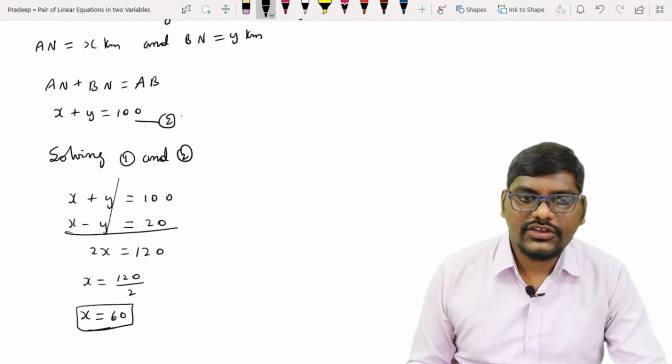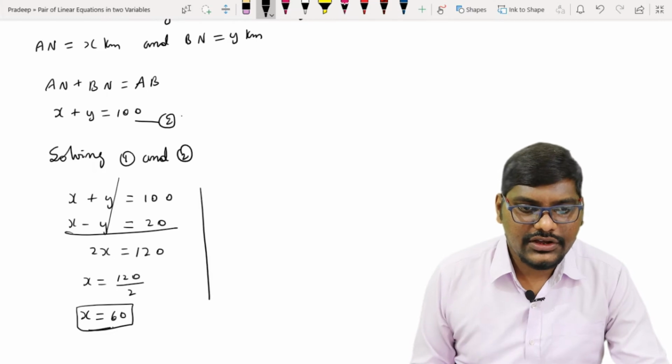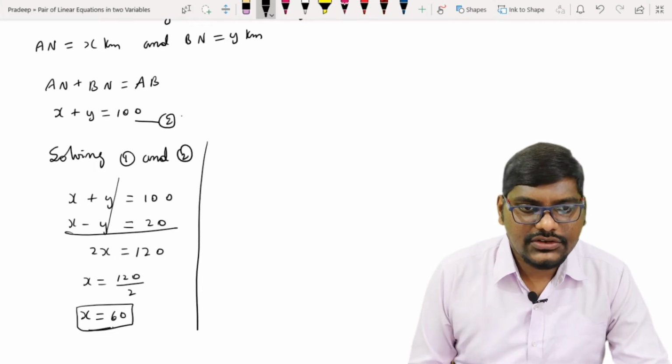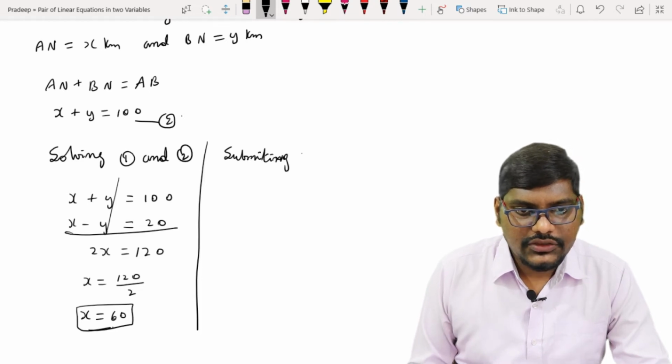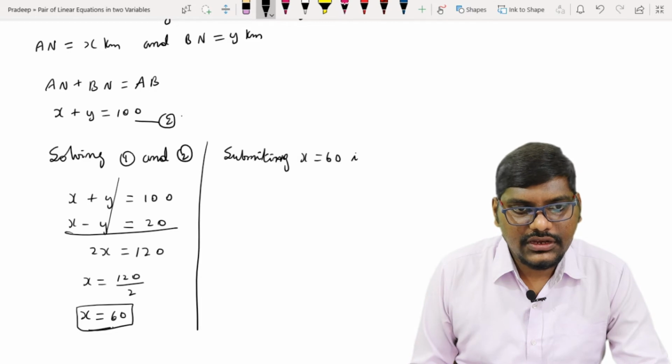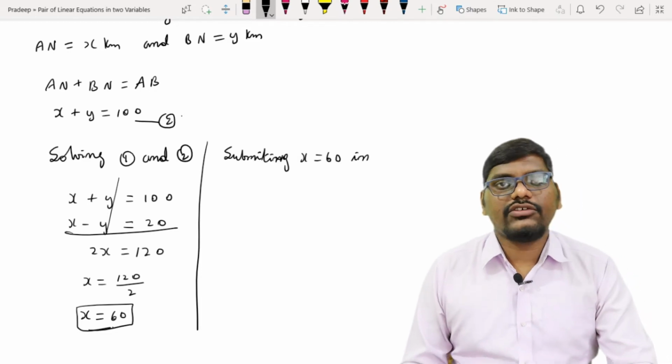So if we substitute this x value, x equal to 60, either we can substitute in equation 1 or 2.